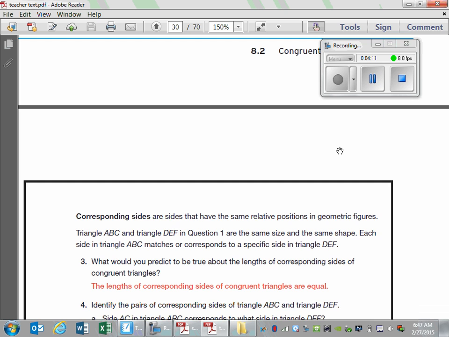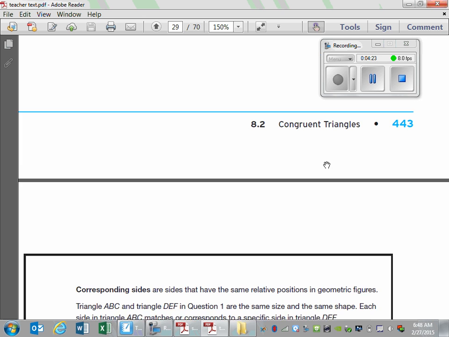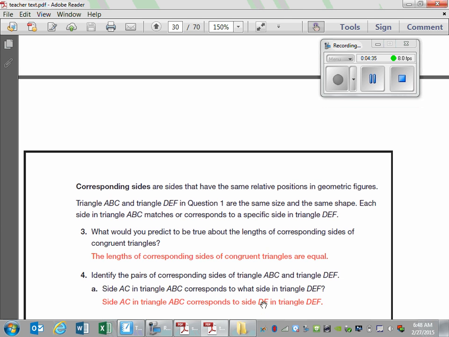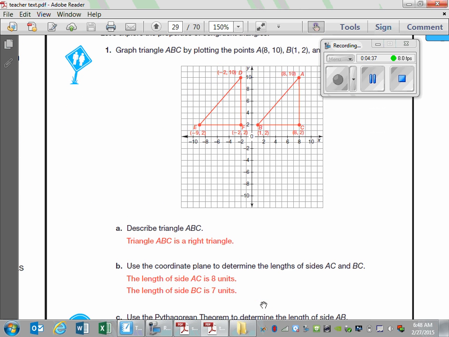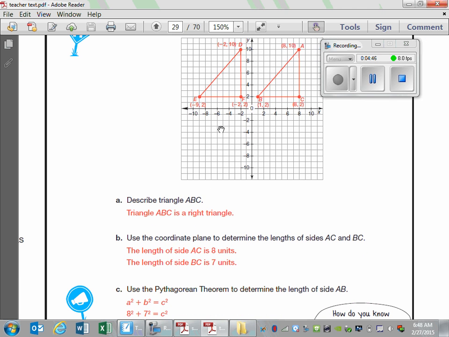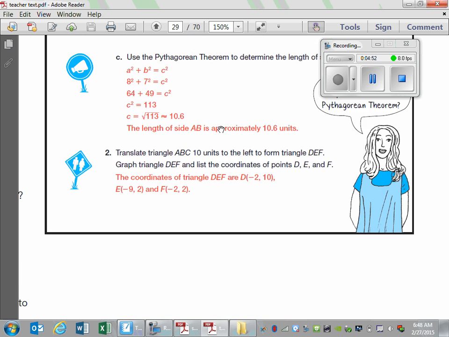The lengths of corresponding sides of congruent triangles are equal. Now identify the pairs. So when we go back up to our figure, what goes with AC? We look over here, DF. And remember, these are line segments, so you have to label them as such. So it says, how do they go together? Side AC corresponds to DF. How about BC? BC goes with EF. Okay, go ahead and answer A, B, and C on number 4 and press play when you're ready.